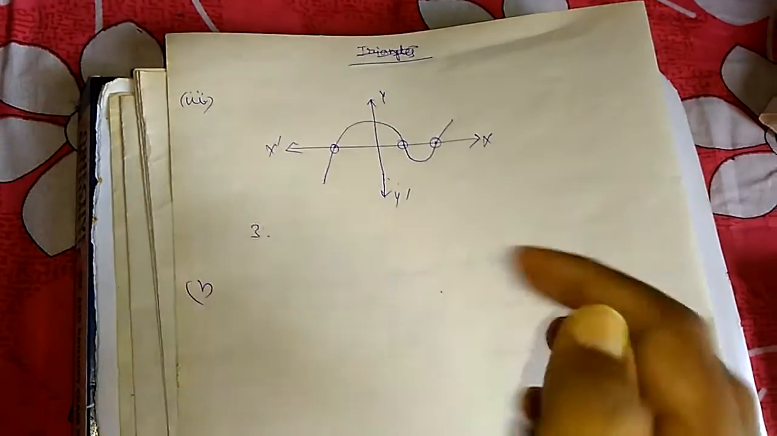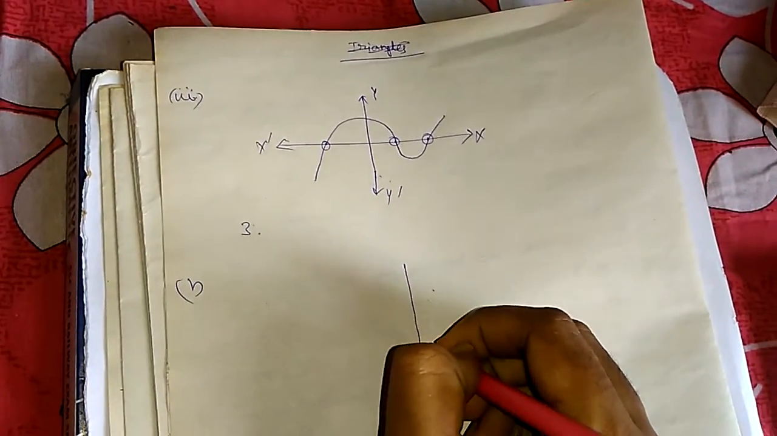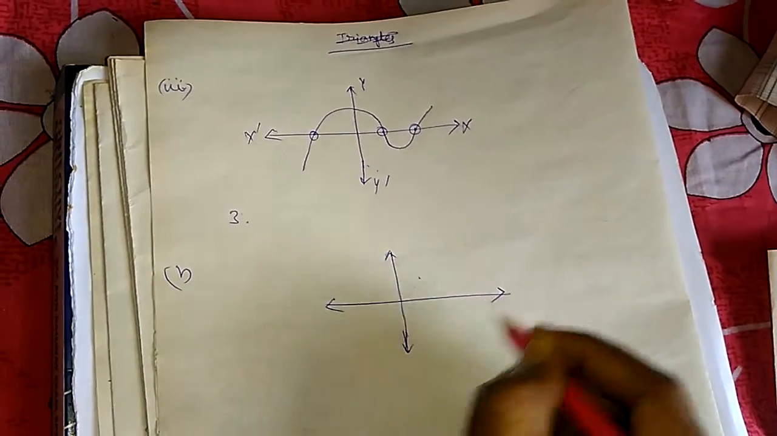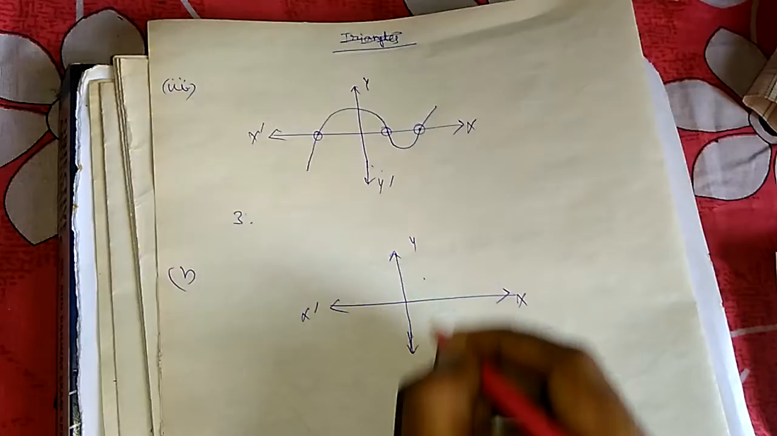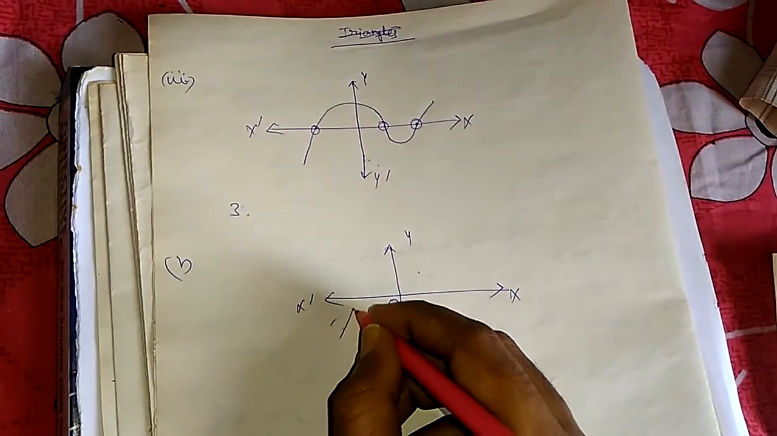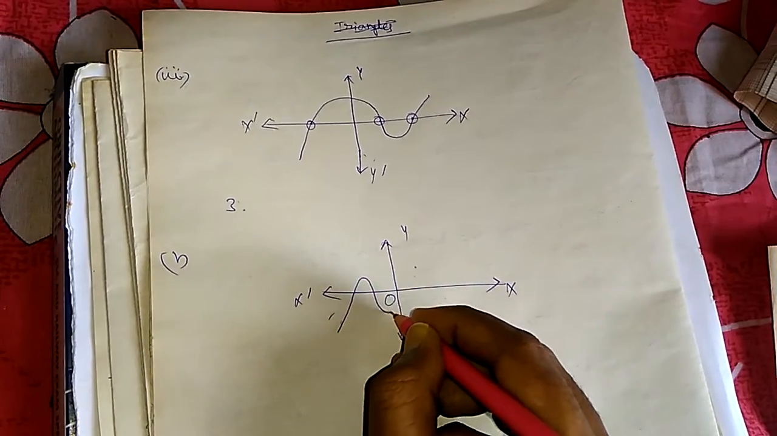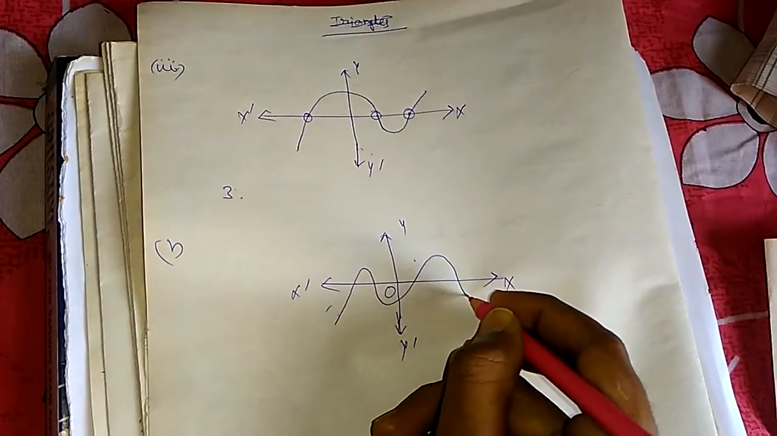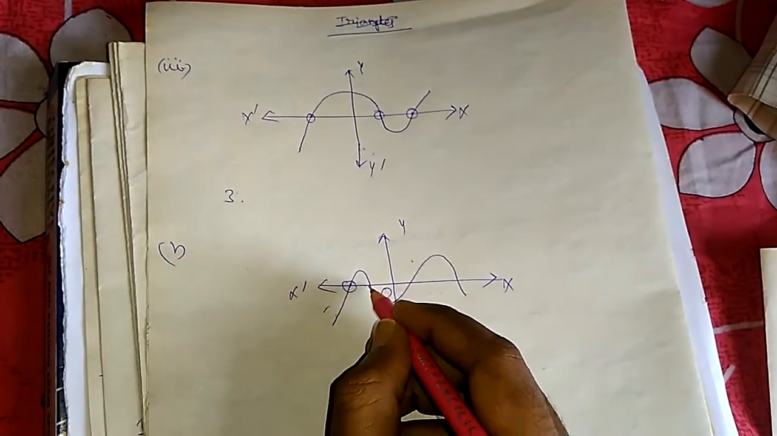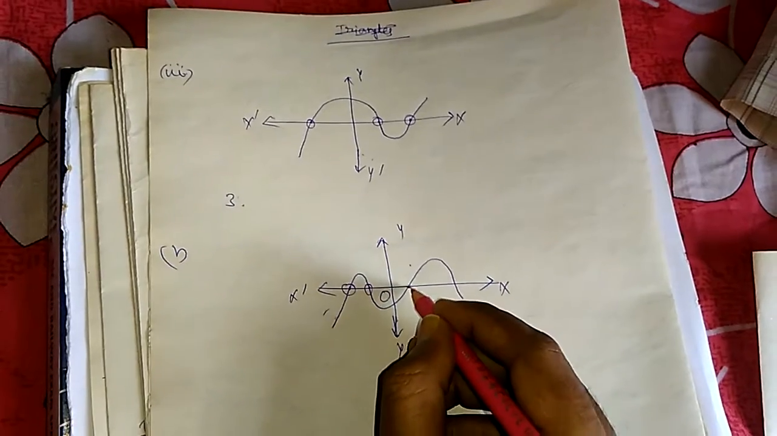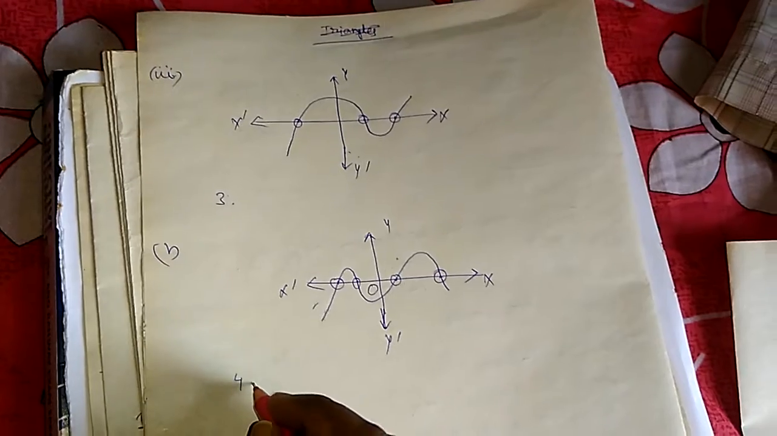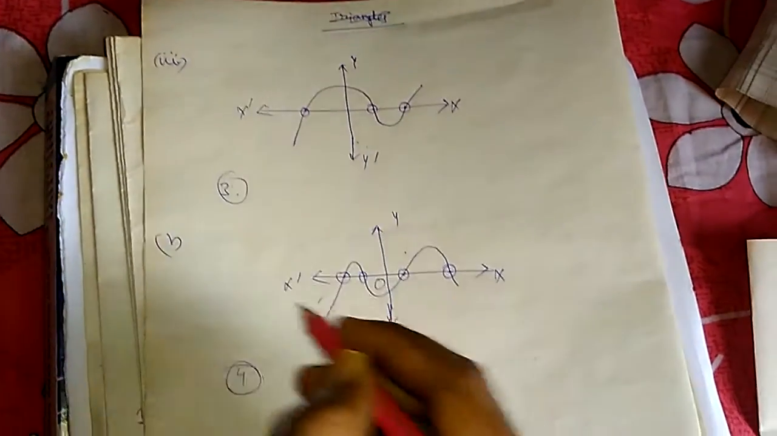Next, to better understand, we will do another question, question number 5. The given figure is like this: x dash and y dash, and they have intersected at O, and the given figure is like that. Now you can see that it has touched the x-axis at this point, this point, this point, this point. So it has intersected the x-axis at a total of 4 points, so it has a total of 4 zeros of the polynomial.